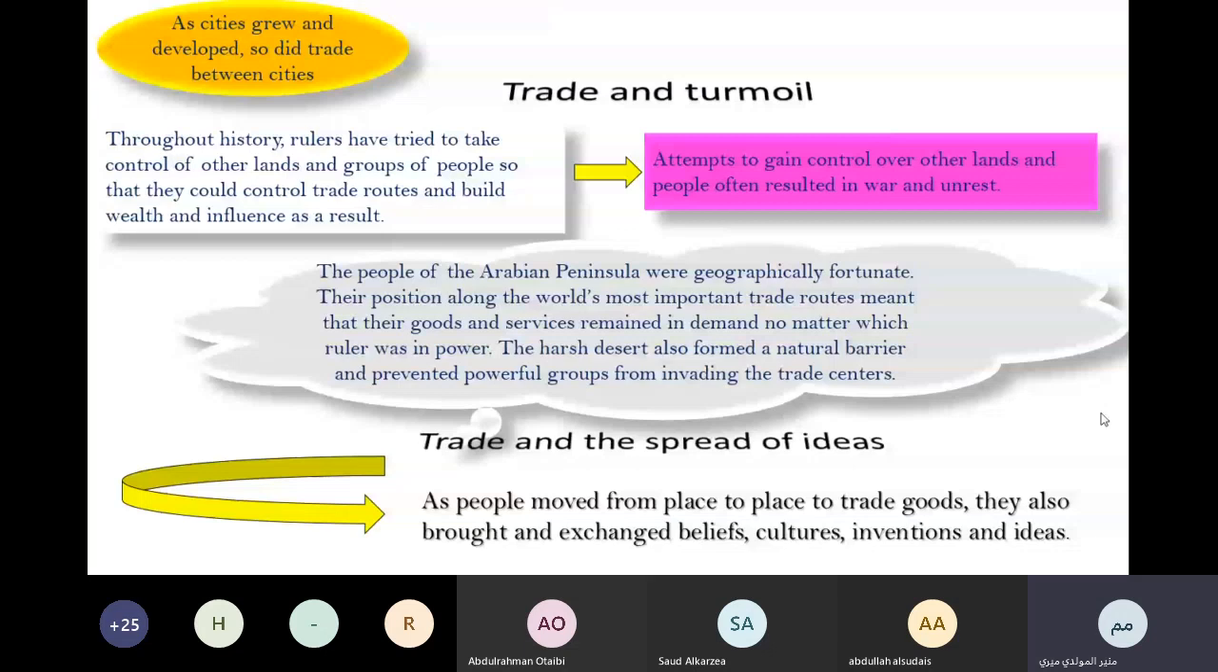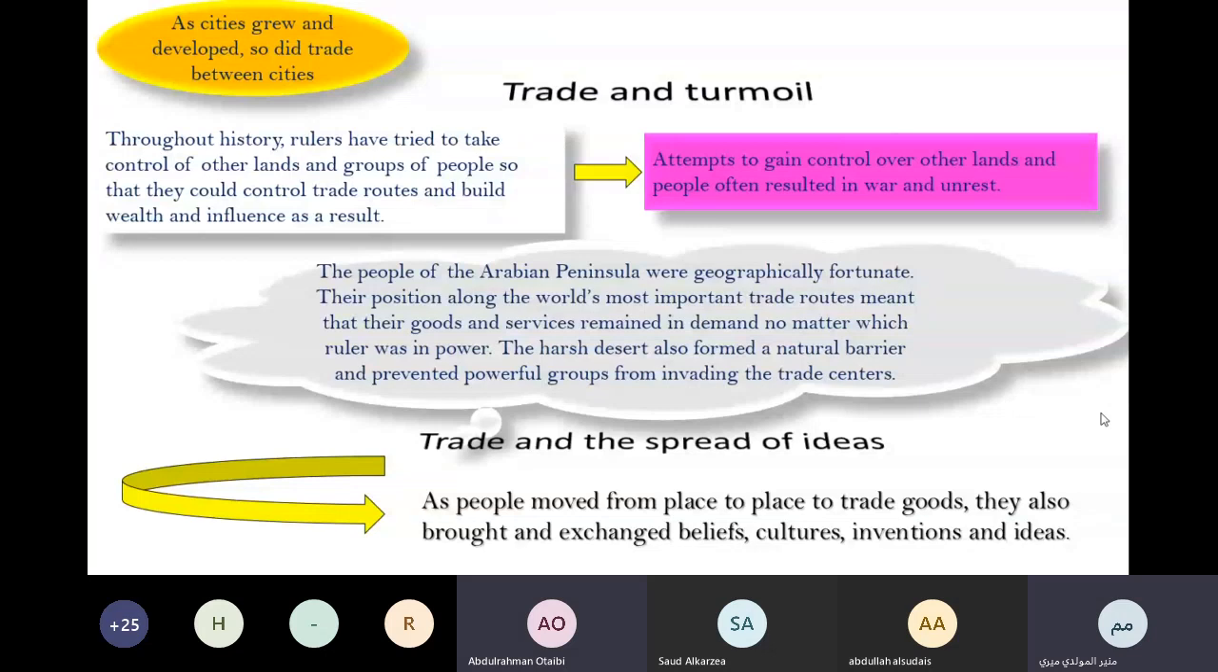So it says no matter who the ruler is, the Arabian Peninsula remained always in a good position. Why? There were two factors that prevented the invaders from attacking the Arabian Peninsula or from having control over it. And there is also another natural reason that keeps it far from being reached by the invaders or by those who want to take control over many lands.